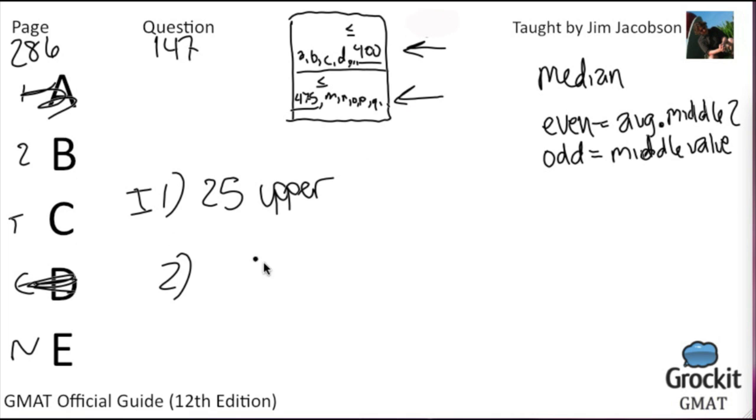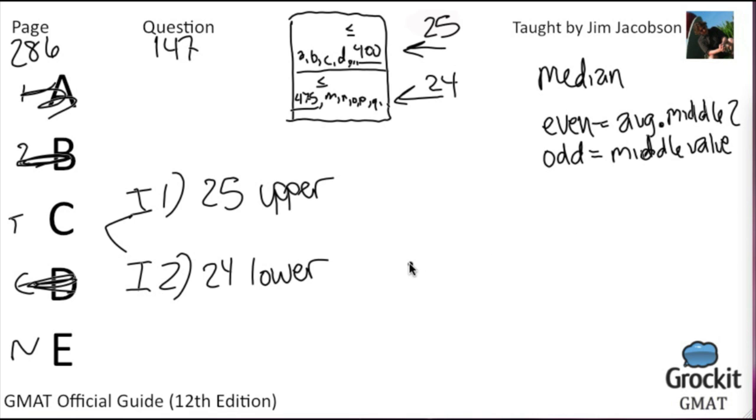Statement 2 tells us that the bottom shelf has 24 books. So that gives us a 24 down here, but without the upper shelf, it can't be sufficient. We can't determine the middle number in the numbers. So it's not B. The two together, we have both values, 25 on the upper shelf and 24 on the lower shelf.